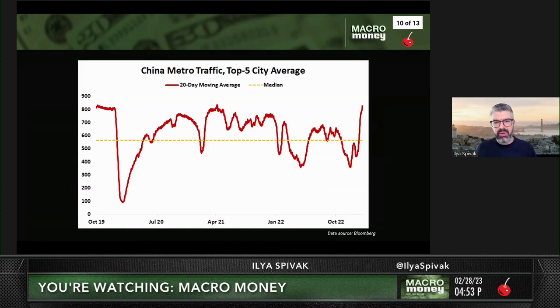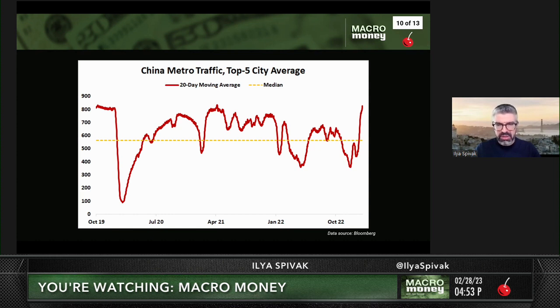One indicator that we've been looking at is metro traffic in the top 5 cities in China as a kind of activity indicator, because of course Beijing has stopped reporting case numbers and it's very difficult to tell where in fact we are going to have a peak in cases, the recovery really gains steam. This is a sort of proxy indicator for people getting out there and re-engaging with the reopened economy.